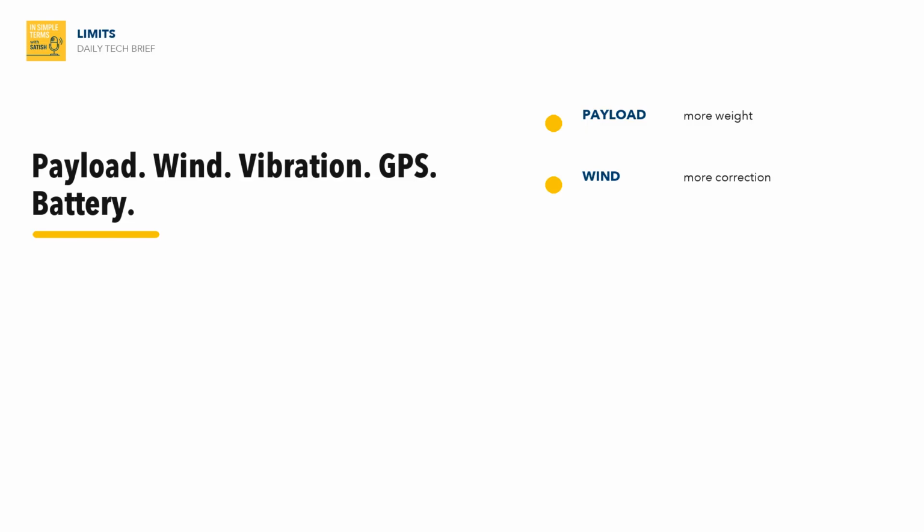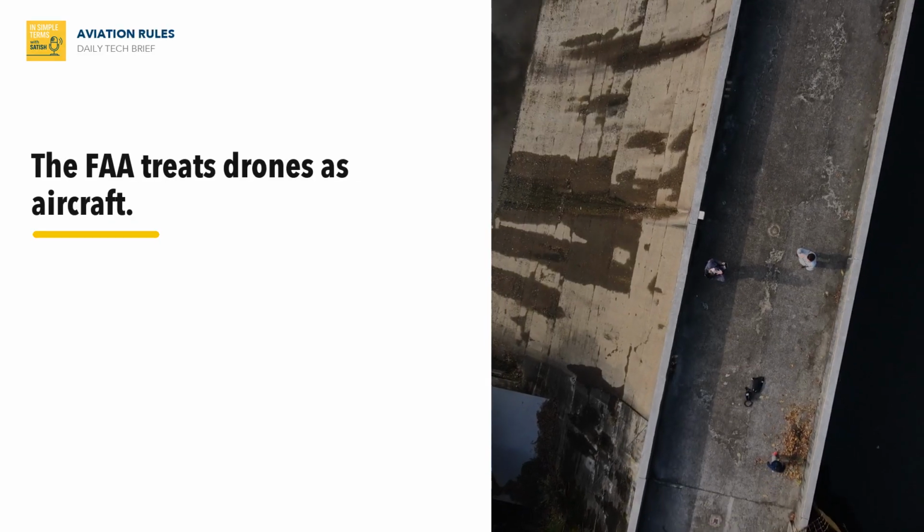That is also why drones have limits. Extra payload means more weight. Wind means more correction. Damaged propellers create vibration. Weak GPS can hurt position hold. And a low battery changes the power available for control. This is why aviation rules matter.